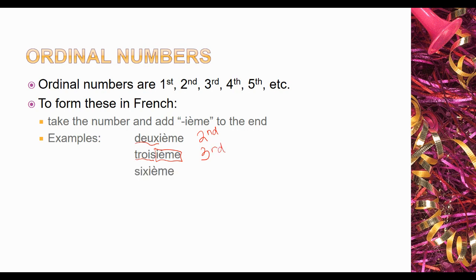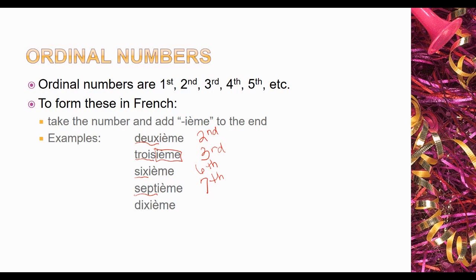Now, sixième, and hopefully you're able to recognize that we've got six right there. And again, we have the same X that we did up here in deux, so we get that Z sound again. So sixième would be how we would say sixth. Septième. Again, sept is how you say seven. So septième is going to be how we say seventh. So deuxième, troisième, sixième, septième. I'm not going to go through every single number possible or we would be here all day.